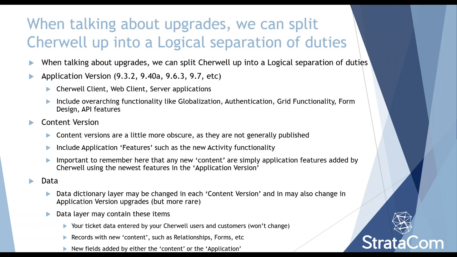All right, so when we're talking about an upgrade, we can split Cherwell up into a logical separation of duties. The first piece is the application version. This is what Cherwell publishes and has release notes for, and this is what you generally see. So that would be 9.32, 9.40a, 9.63, 9.7, 10.0, which is in beta right now. And included in this is your Cherwell clients, your Orange and your Blue client, and the web client, which is kind of a combination of different IIS applications.